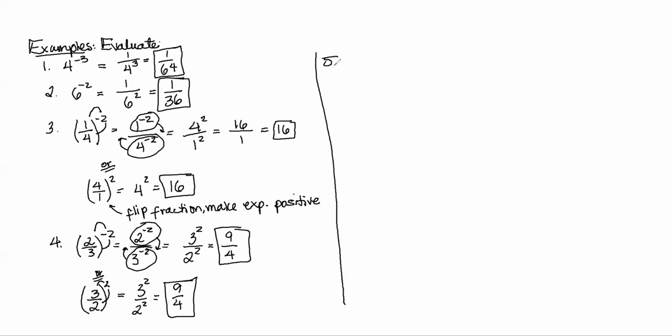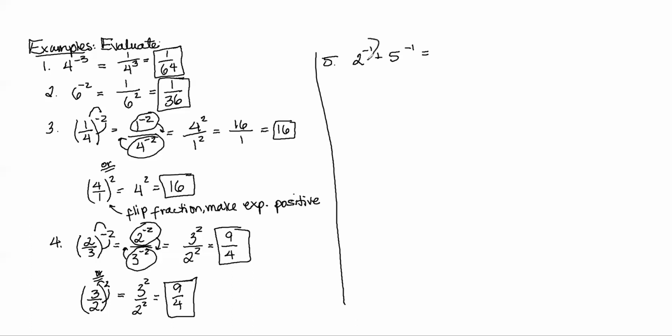Okay, number 5, 2 to the -1st plus 5 to the -1st. So for this one, remember we have to evaluate exponents before we add. We can't just add these two terms together, even though they have the same exponent. They don't even have the same base. Even if they did, we still couldn't combine them because we have to do our exponents before we add.